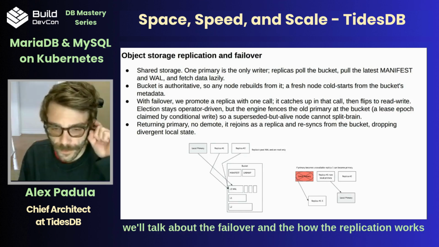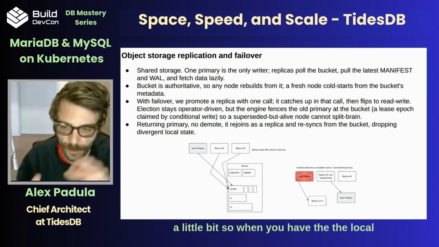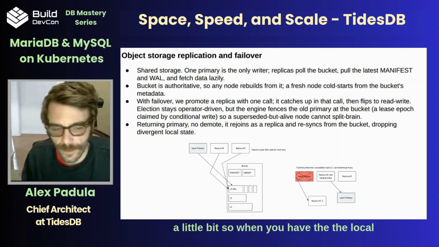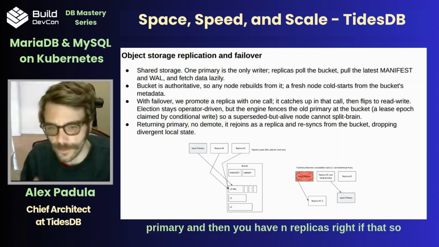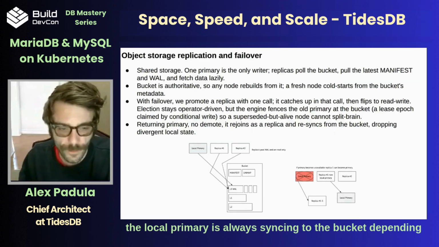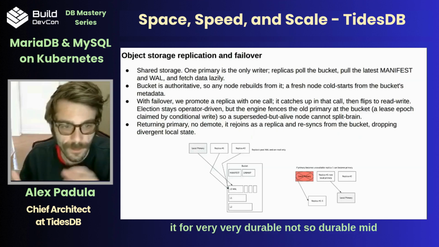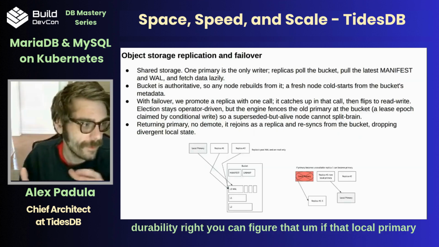So we'll talk about the failover and how the replication works a little bit. When you have a local primary and then you have n replicas, the local primary is always syncing to the bucket, depending on how you configure it. You can configure it for very durable, not so durable, mid durability, right? You can configure that.